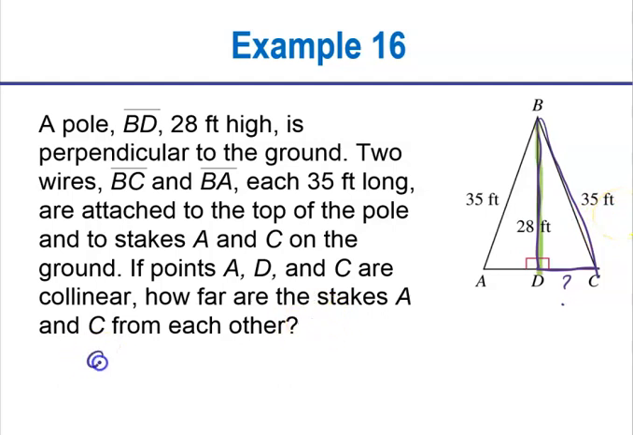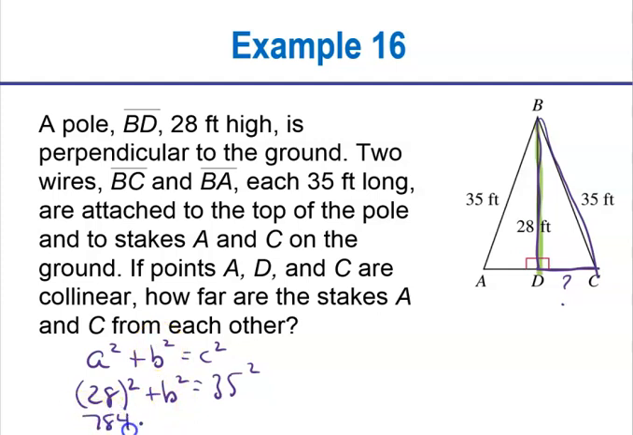So when I use the formula a squared plus b squared equals c squared, I have an a or a b, it depends on what you want to do. I'm going to say 28 feet is my a. So 28 squared plus b squared is equal to my hypotenuse, which is over here, 35 squared. Now let's do the math. 28 squared is 784, plus b squared is equal to 35 squared, which is 1,225. Now I've got to solve for b squared.